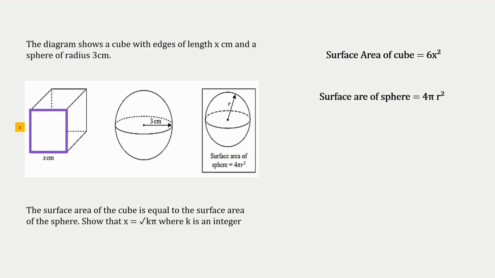And then the surface area of the sphere as per the formula is 4 pi r square. I'll start substituting my values and get to the final answer. Now, I need to find the answer as x is equal to square root of k pi, and k is my integer. So it means the area of the cube is equal to the area of a sphere. I'm going to show that 6x square is equal to 36 pi. And if I divide 36 by 6, it means x square is equal to 6 pi, and the opposite of square is always square root. So the answer will be square root of 6 pi. And this is how I need to do my answer.